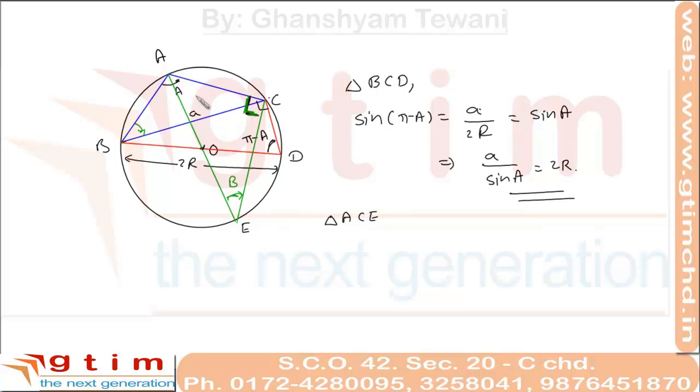Now in this triangle ACE, sine B is equal to the opposite side, that is AC, which in notation is small b, upon AE. AE is 2R. This implies b upon sine B is equal to 2R. Similarly, we can prove that c upon sine C is equal to 2R. Now we have the sine rule for all types of triangle, whether it is acute, right angle or obtuse angle.